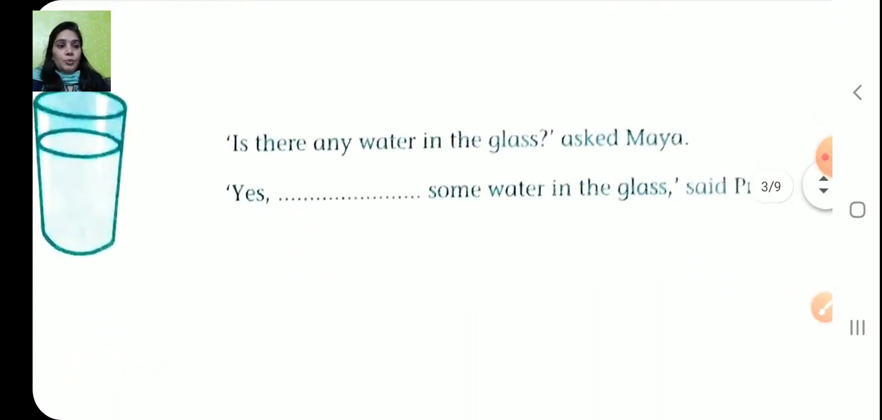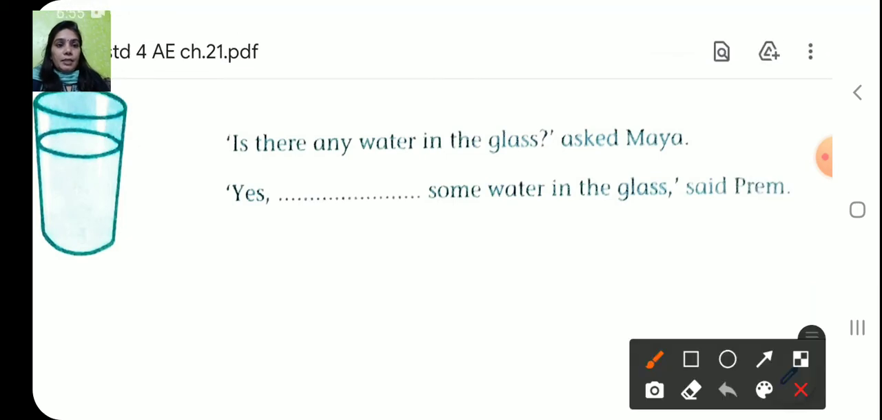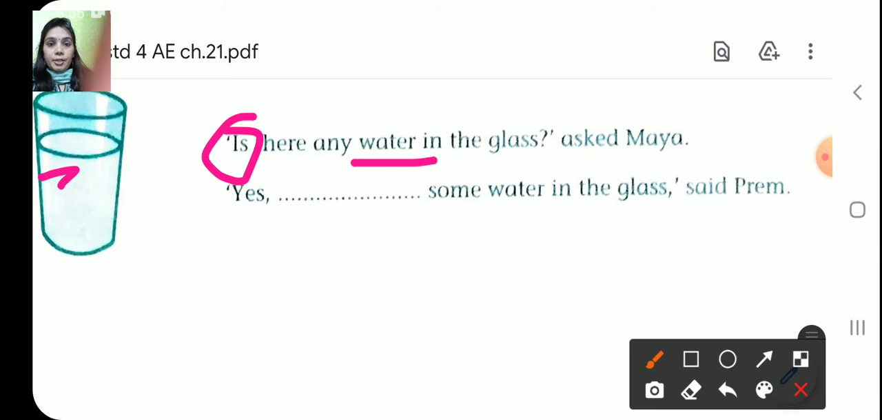Now you can see here is. So earlier our questions were starting with are, A-R-E, are. Now it is with is. So is is used for uncountable nouns here. So is there any water in the glass? So water, can you count? No. So is there any water in the glass? Asked Maya. Yes, we can see some water here, right? We can see some water here.